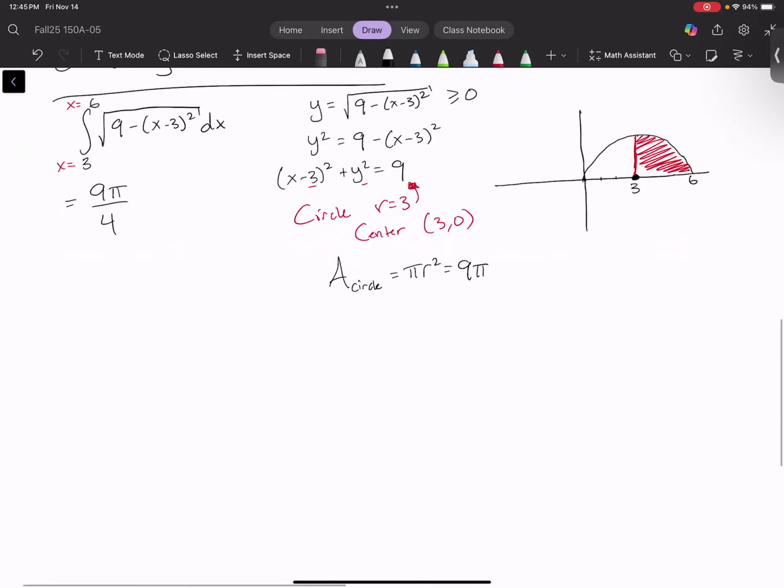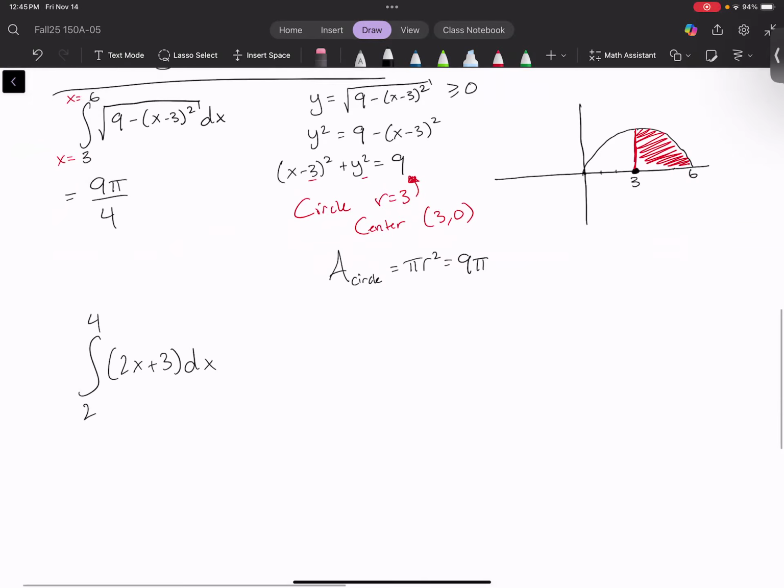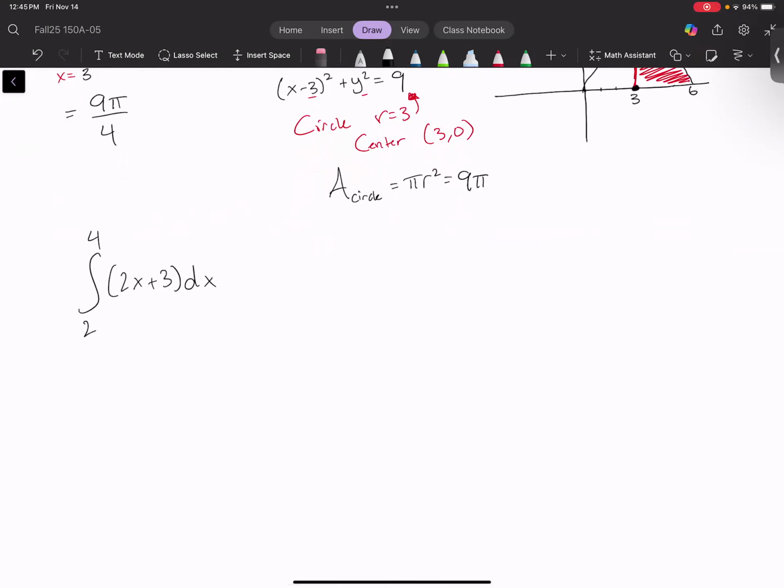So go ahead and try this one on your own. It's going to be similar to the other one we did: the integral from 2 to 4 of 2x plus 3. Let's go ahead and pause the video, at least draw it, and then come back to check your drawing, and then we'll go from there.